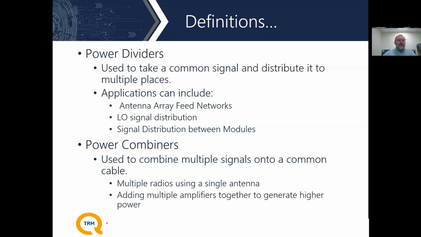First, let's start with a few definitions. A power divider is used to take a common signal and distribute it to multiple places. In this case, applications could include antenna array feed networks, LO signal distribution, signal distribution between modules, or anything where you have to take a common signal and distribute it to various places within the overall network. Power combiners, on the other hand, are basically the reciprocal of a power divider, and they're used to take multiple inputs and put them on a common cable.